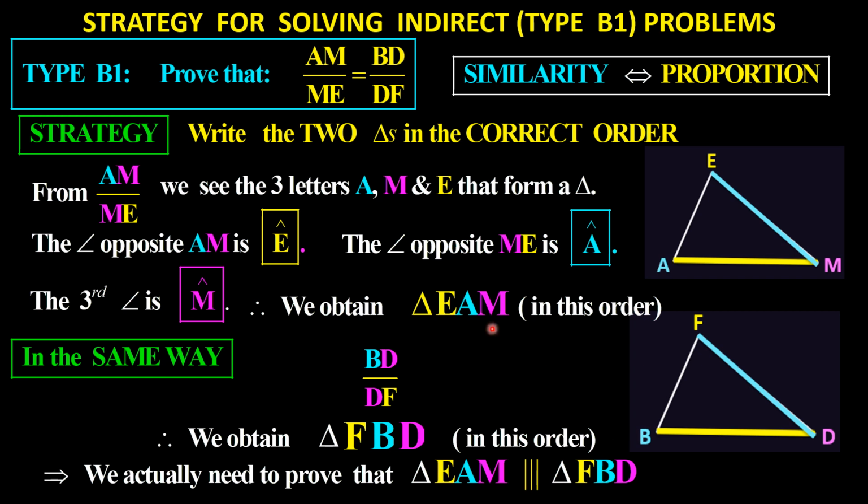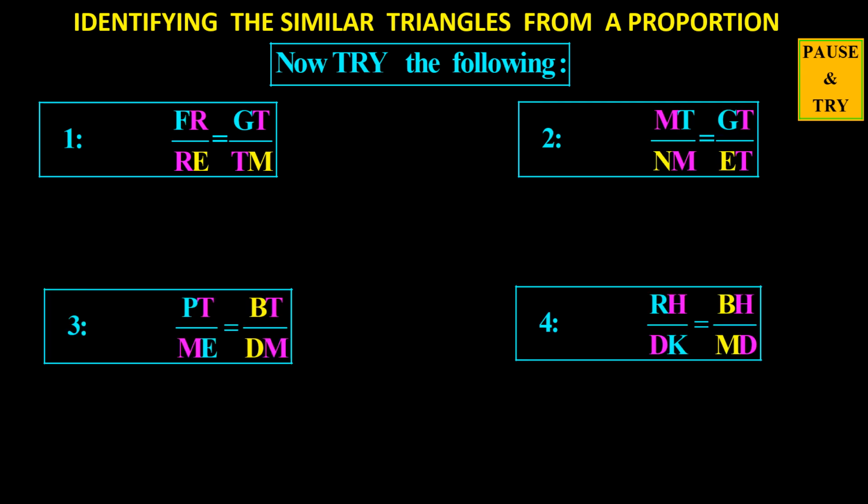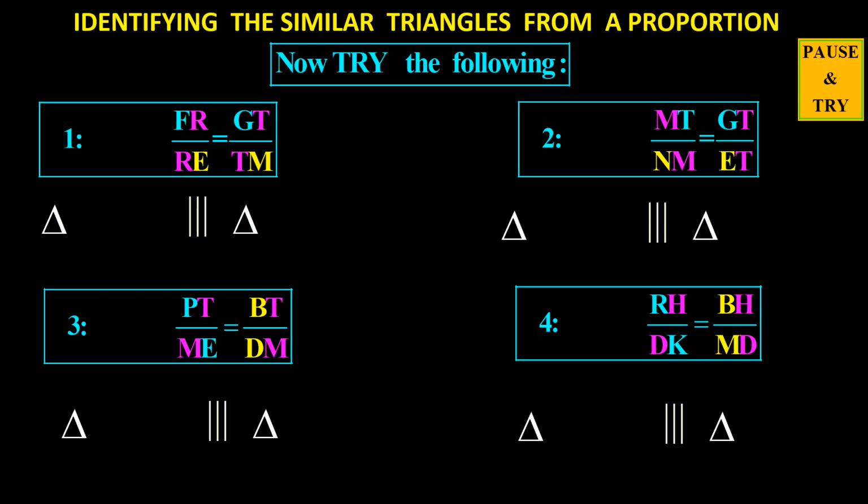Now we're going to practice this in the next slide for you to get used to the strategy. This is going to be the key strategy for solving indirect type of problems there. In other words, identifying the two triangles and not just identifying them, having them in the correct order there. Let's get some practice. You have to try the following there. There are 4 proportions, and from each of these proportions there, you must get the similar triangles, and remember it has to be in the same order. I've color-coded it just to assist you there.